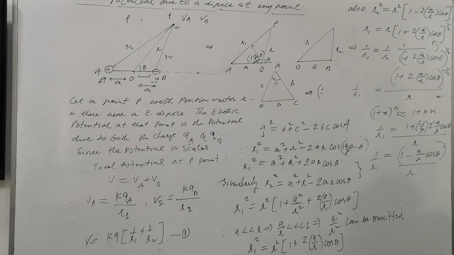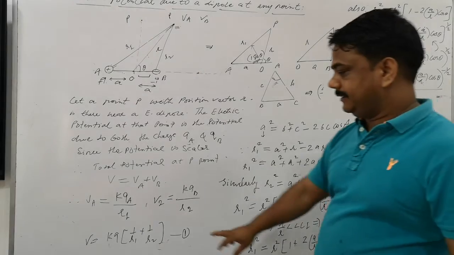If we solve 1 by R2, then what will occur? Similarly, you can write 1 by R2 is equal to 1 plus A by R cosine of theta, whole divided by R here. Is that clear? This is the value of 1 by R2. This is the value of 1 by R1. Now these values are to be substituted here.